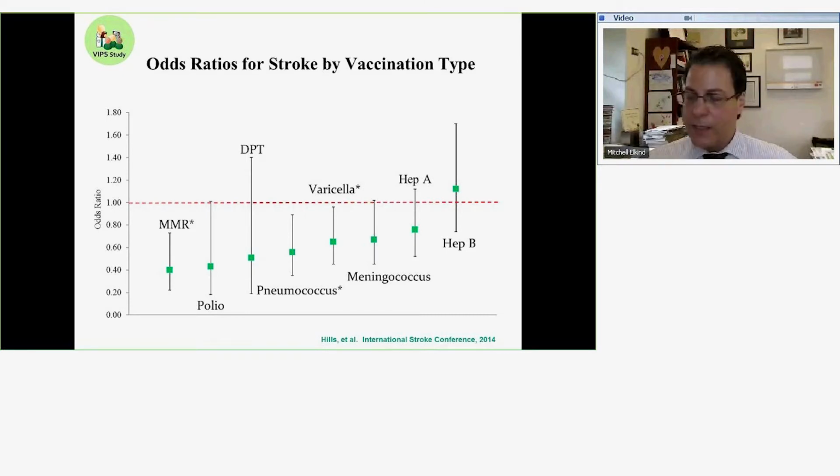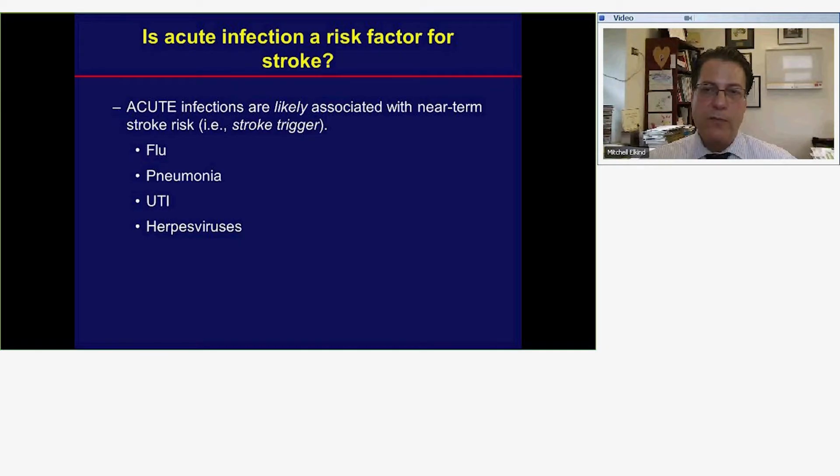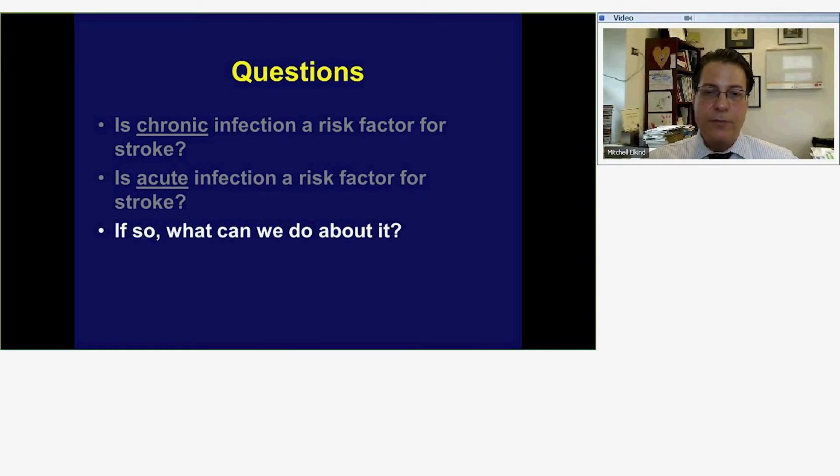We also found that routine vaccinations that children should be getting reduce their risk of having a stroke, consistent with this infectious idea. So is acute infection a risk factor for stroke? I would say that acute infections are likely associated with a near-term stroke risk. In other words, they act as a stroke trigger, and that could include flu, pneumonia, UTI, as well as herpes viruses, and vaccinations are probably going to be protective.